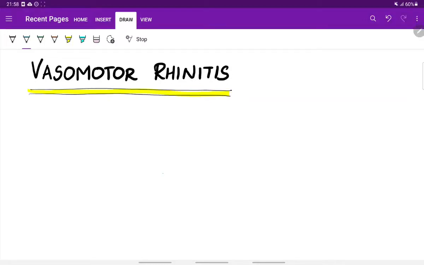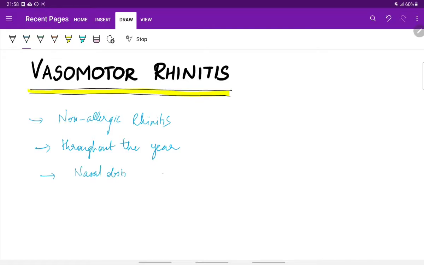Let's see about vasomotor rhinitis. Vasomotor rhinitis is a non-allergic rhinitis which is seen throughout the year. Here, the symptoms are common to that of allergic rhinitis, which include nasal obstruction, rhinorrhea, that is running nose, and sneezing.